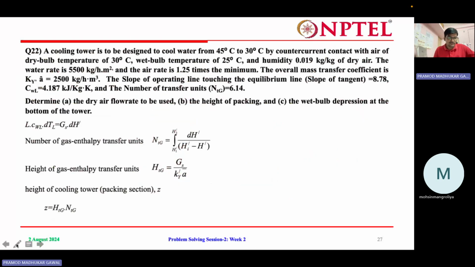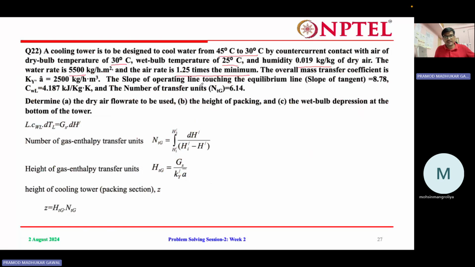Now moving to the last question of today's session. The statement is given: a cooling tower is designed to cool water from 45 degrees Celsius to 30 degrees Celsius by counter-current contact with air of dry bulb temperature and wet bulb temperature of 25 degrees Celsius, with humidity of dry air given. The water rate is 5500 kg per hour per meter square, and the air rate is 1.25 times the minimum. The overall mass transfer coefficient is Ka equal to 2500 kg per hour per meter cube.